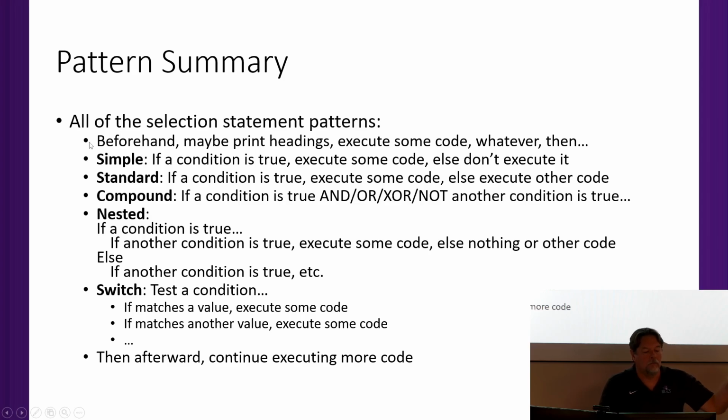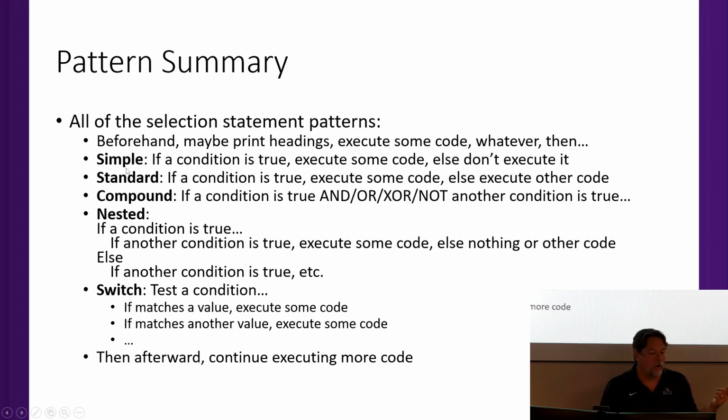They'll take one of these forms. First of all, I like to point out that stuff would have been going on previously in your program, right? Maybe you print some headings, maybe you ask for some input, whatever. You're going to do some stuff ahead of time. Then you're going to have one or more of these selection control structures. And then down at the bottom afterward, your program can very well continue on executing additional code. That's a perfectly acceptable expectation for an algorithm.